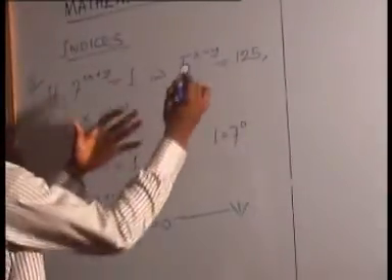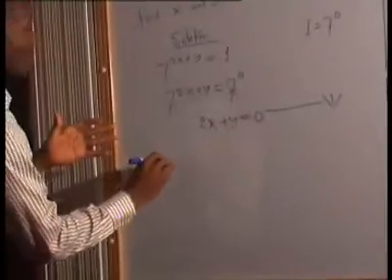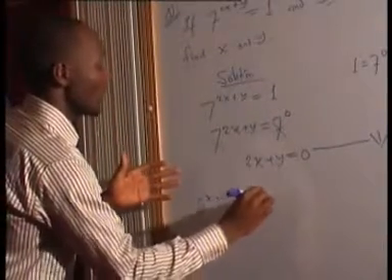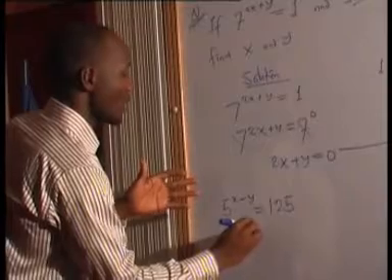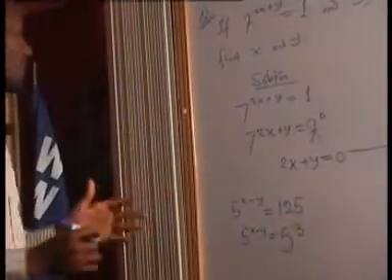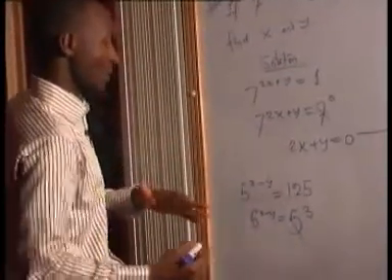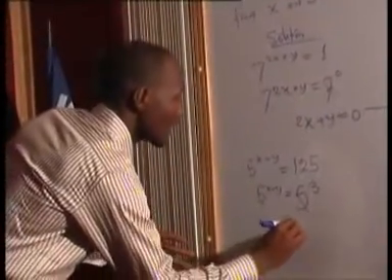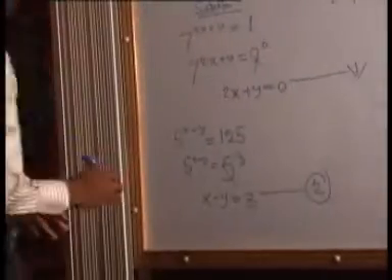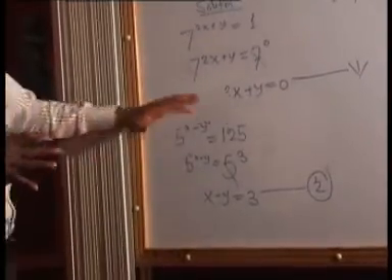Call that one equation 1. Then you pick the second one. 5 raised to power x minus y equals 125. 125 is 5 raised to power 3. So this guy will take care of this guy. You are going to be left with x minus y equals 3. Call that equation 2.